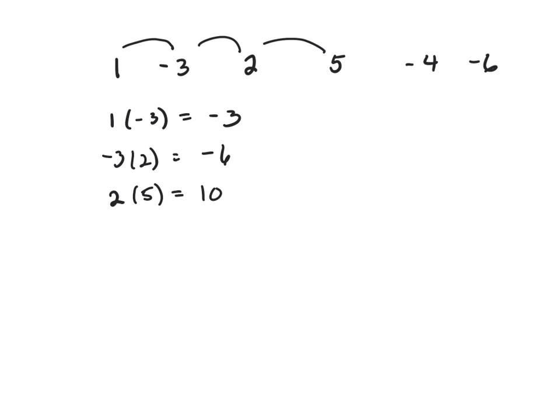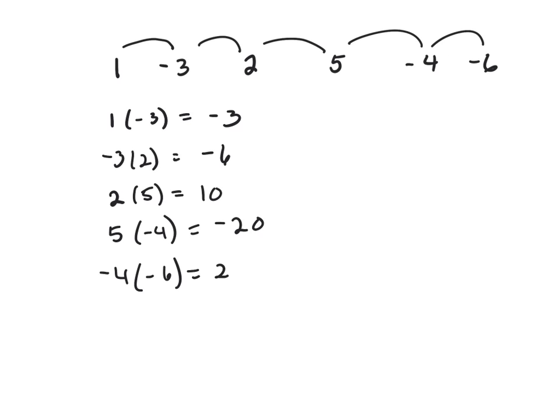And now you're going to take that 5 and multiply it times a negative 4, and that gives you negative 20. That's your third pair. And now you're going to take that negative 4 and multiply it by a negative 6, and that gives you a positive 24. So you had 1, 2, 3 pairs that made it negative.